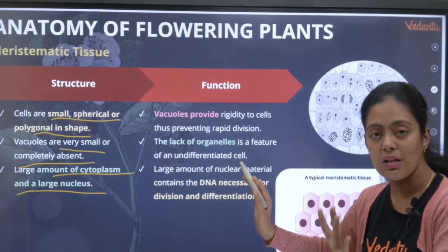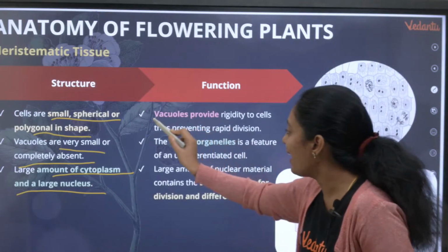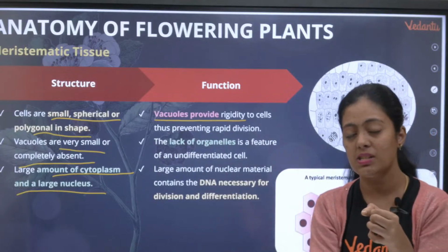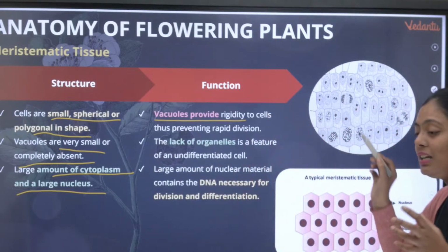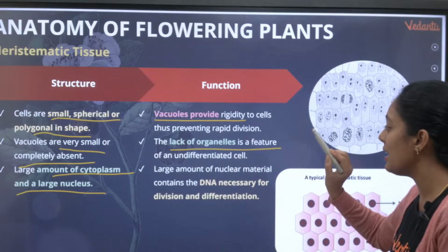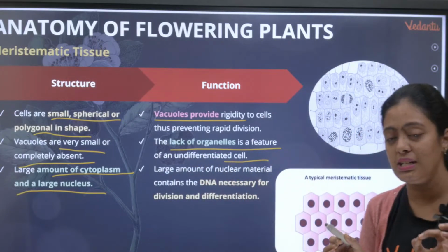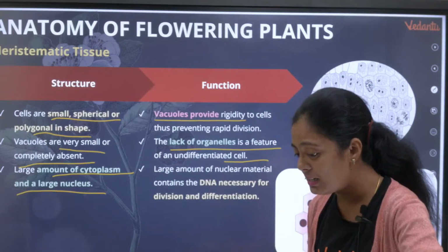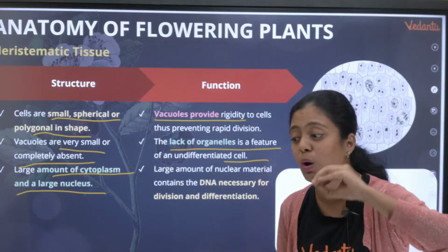Okay, now let's try to understand the functions. Okay, the vacuoles that are present in your meristematic cell provide rigidity to the cell, preventing rapid division. The lack of organelles is a feature of an undifferentiated cell. Okay, yes, external structure, external parts தான் நம்ம மார்ஃபாலஜின்னு சொல்றோம்.